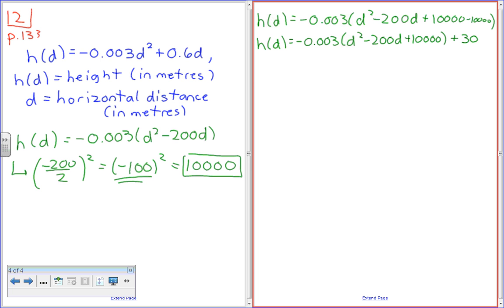Riley, can you please give me the last step here? How do you factor into the brackets, please?